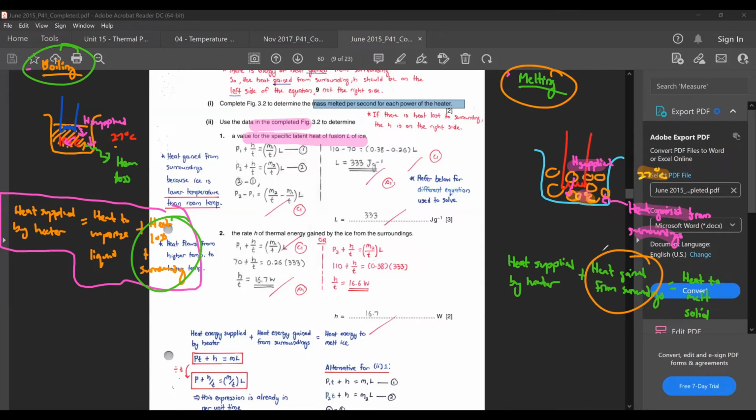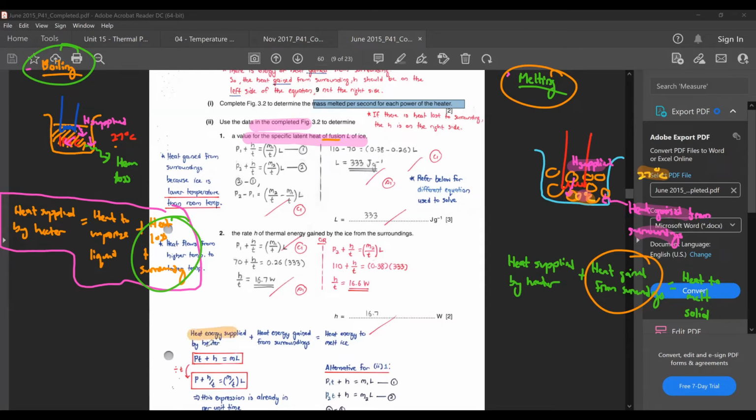Okay, so just so you are clear: it could be heat gain from surroundings, it could be heat loss to surroundings. It depends on whether you're boiling or melting in the first place, because we know that heat energy always tends to flow from higher temperature to lower temperature. So in your case, because you're talking about latent heat of fusion, which is melting, you will have heat gain from surroundings, not heat loss to surroundings. So your equation would look like this. It's written down there.